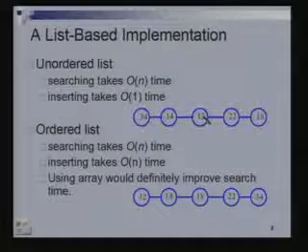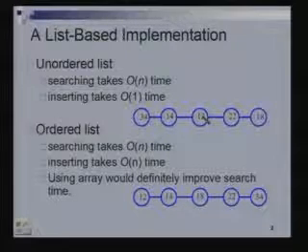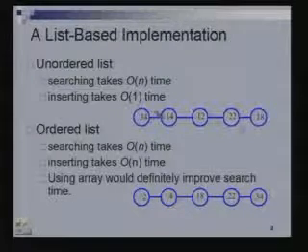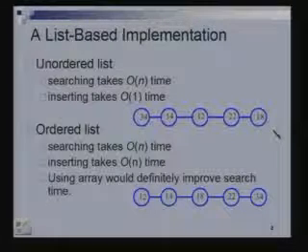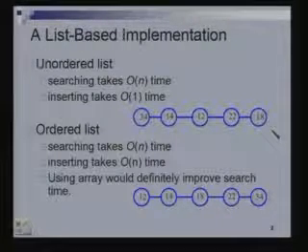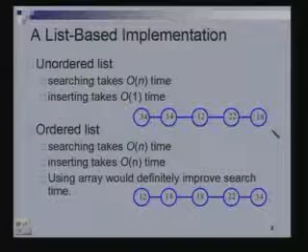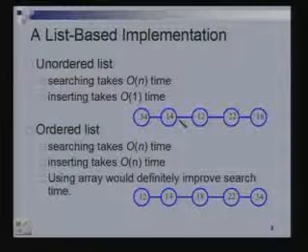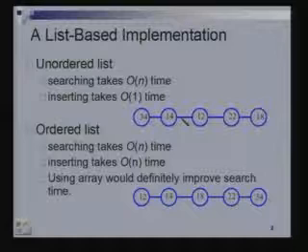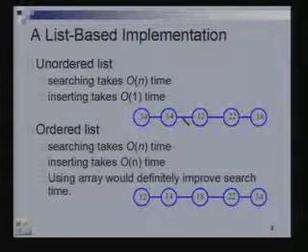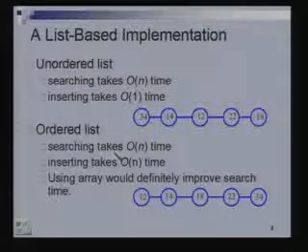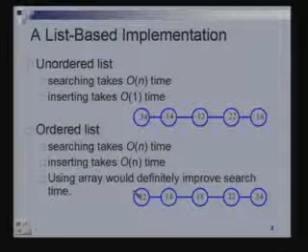Given the key 12, I will have to run through this entire thing to find the smallest key larger than 12. So, successor, predecessor, min and max will all take order n time. So, this is a fairly inefficient implementation.